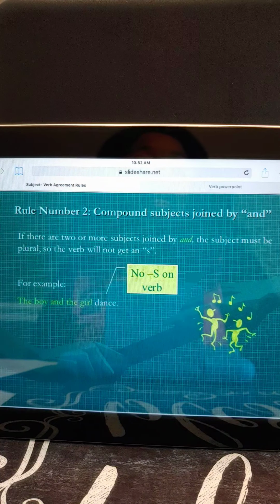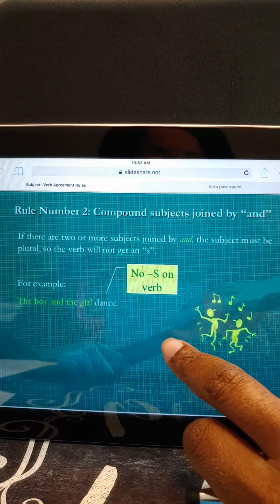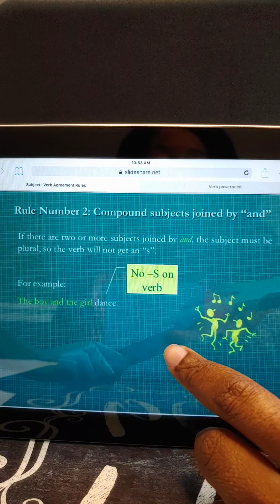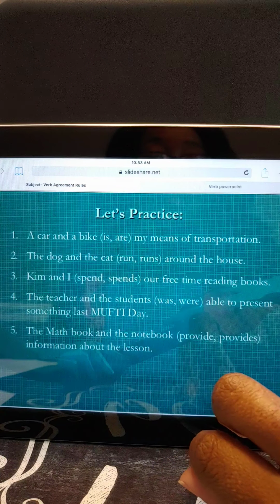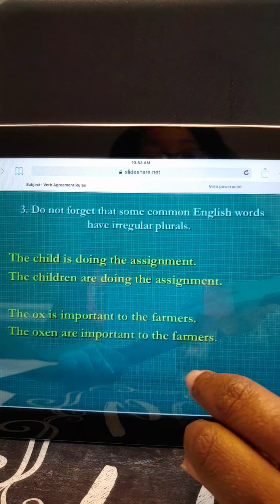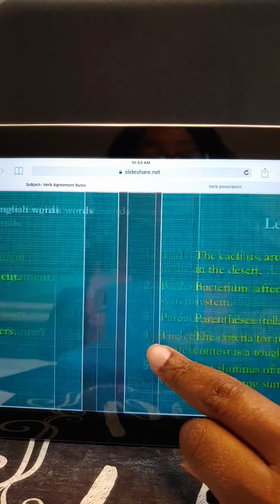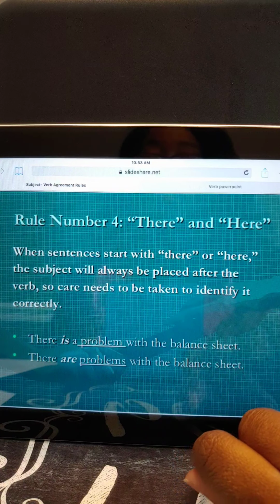Rule number 2 says, if there are 2 or more subjects joined by and, the subject must be plural, so the verb will not get an s. So the boy and the girl dance, okay? We're not going to go too much into that one because we're working on simple subjects and verbs, okay? But I did want to point that out just in case you see one and you know it, okay? That may be all that I wanted to discuss here.